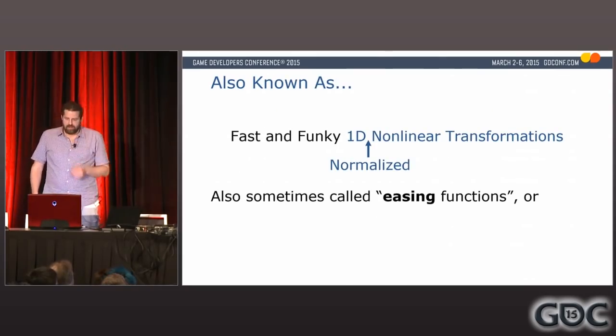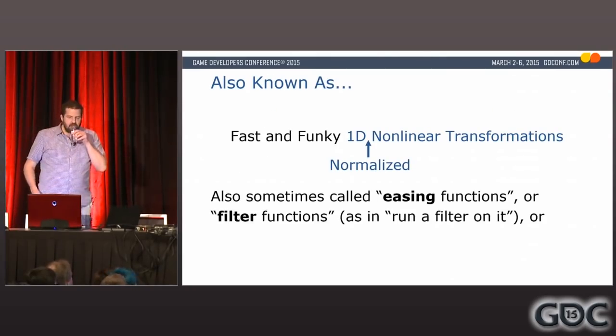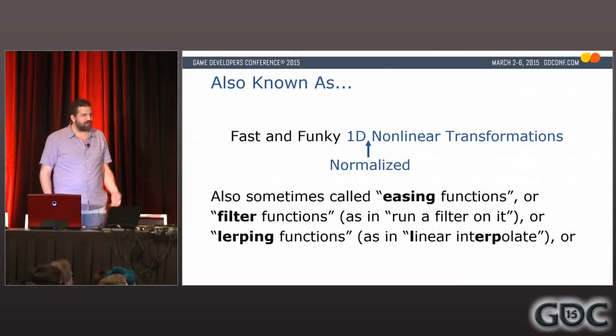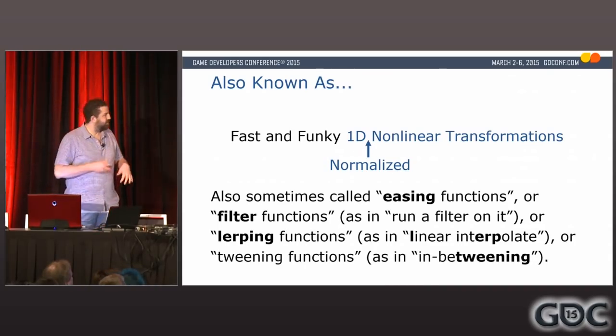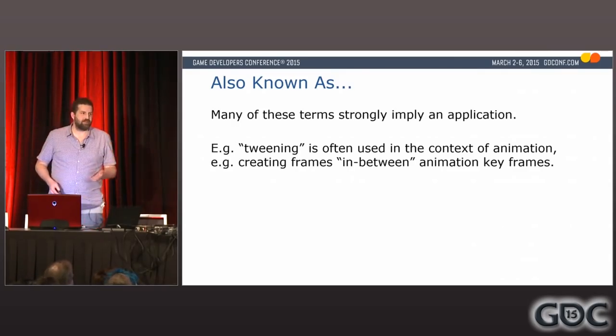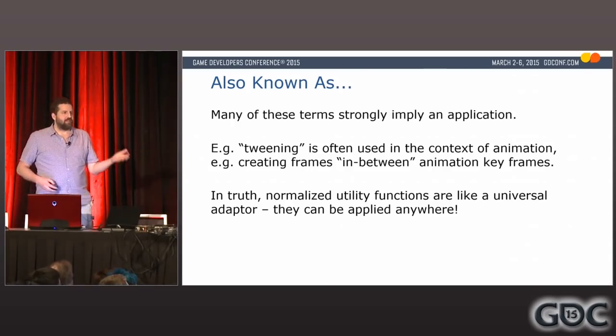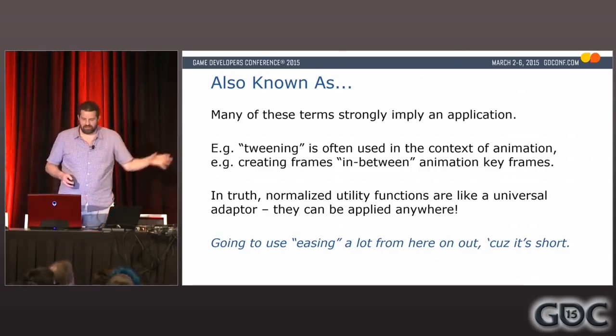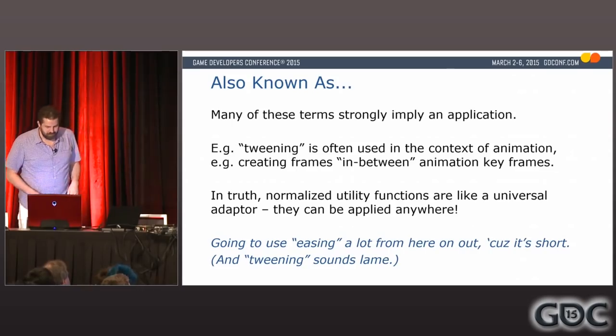Okay. So we said these are also called easing functions. If you're an artist or an animator, they're called filter functions, lerping functions, which I find funny because specifically lerping means linear interpolation, and they're not linear, and tweening functions, which is more of an animation term for in-betweening. A lot of those terms are referring to the same kinds of things, but they have a bias for where they're coming from, right? So we said tweening is creating animation frames that don't exist between keyframes, the in-betweening. But really, the math is super universal in this, and like we said, you could use it anywhere. Going forward, I'm going to use the word easing a lot because it's short, and tweening sounds like something your 13-year-old would do.